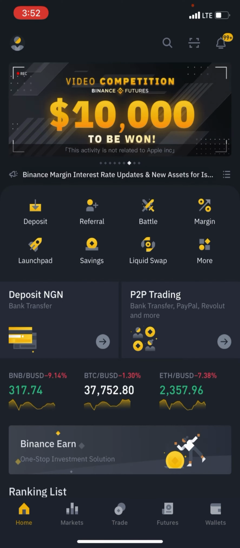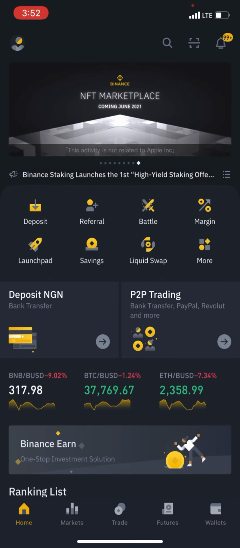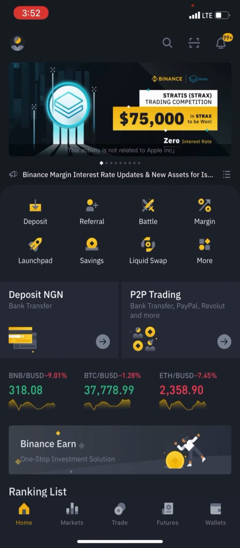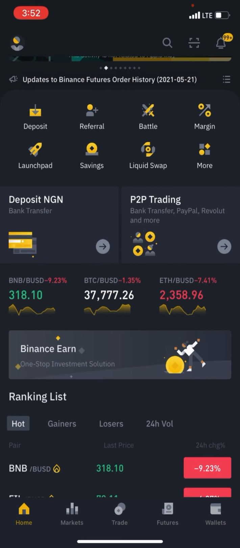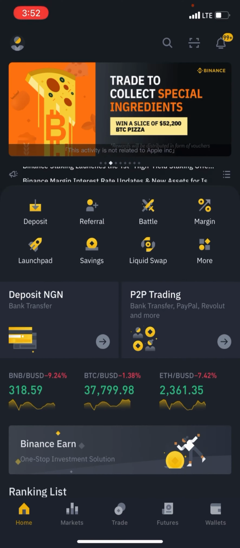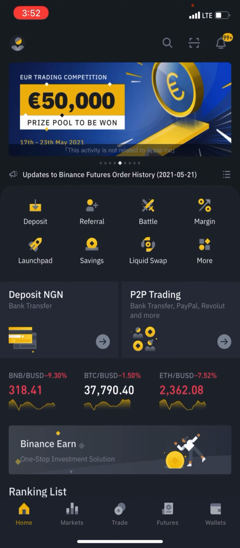Alright, so if this is how your Binance application looks, for those of you who are just registering, this is not how the home page will look until you trade for some time before it will change to this. If this is how your Binance home page looks, then you are going to see a search button at the top of the screen.